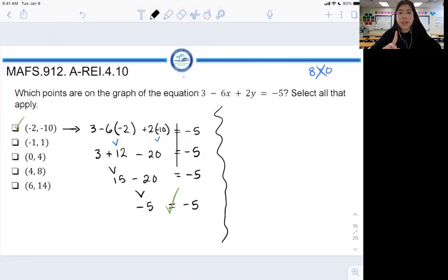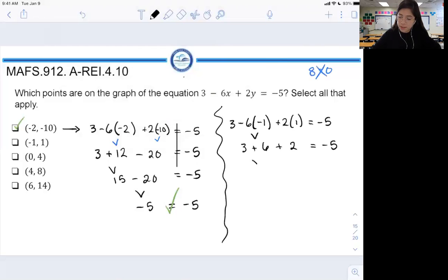I'm going to do one more together, but then I'm going to go to the next problem, because if you guys understand how to do it, then there's no point in doing all of them right now. So for B, I would plug in -1 for x, +1 for y, and we're going to do the same thing. -6 times -1 is +6. 2 times 1 is 2. 3 plus 6 is 9. And 9 plus 2 is 11. So what happened here?